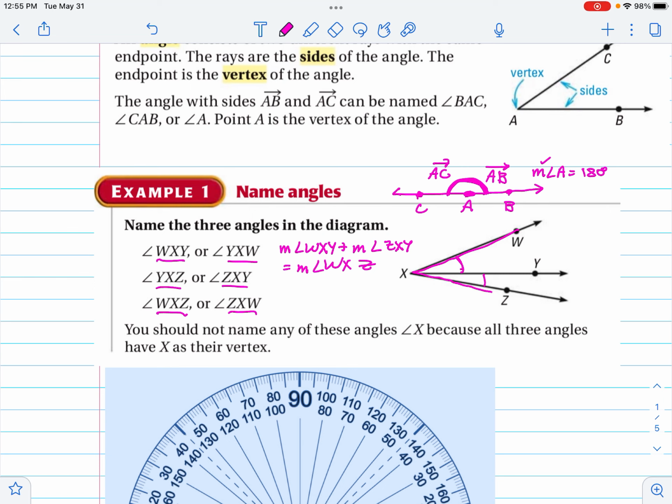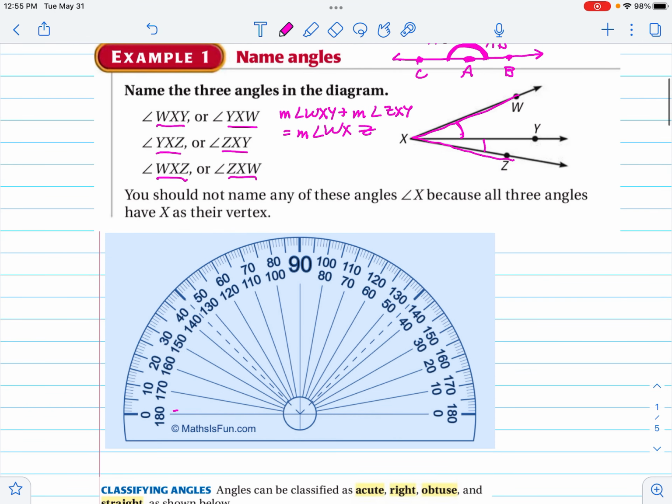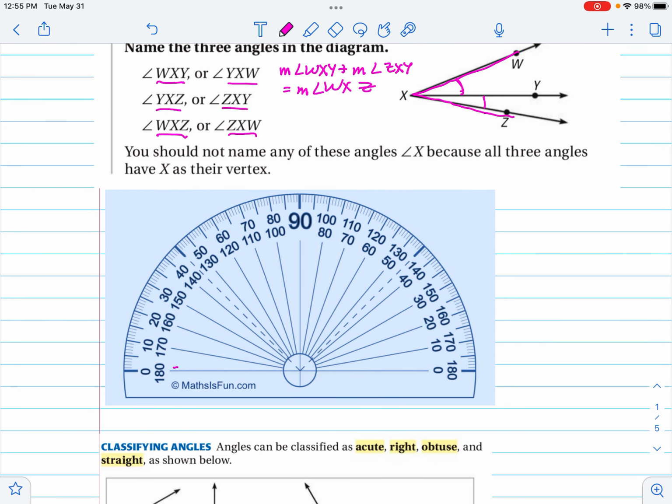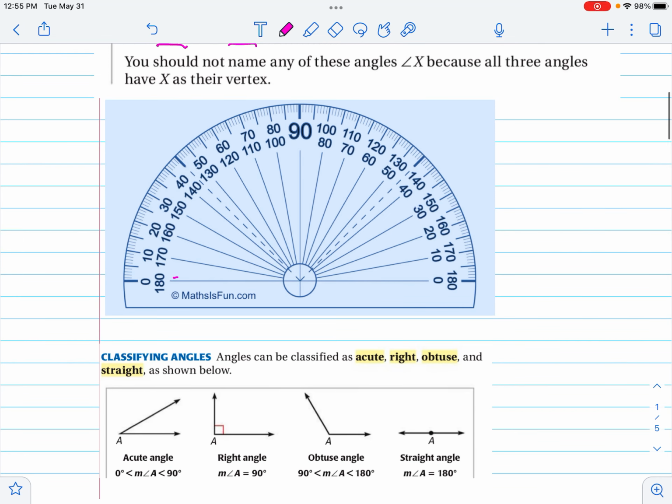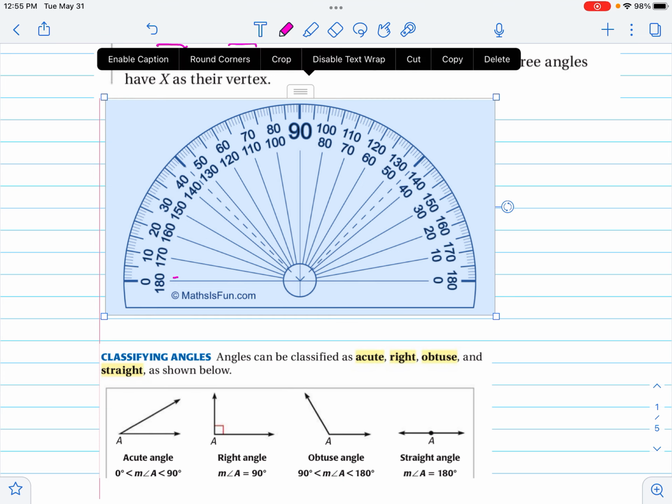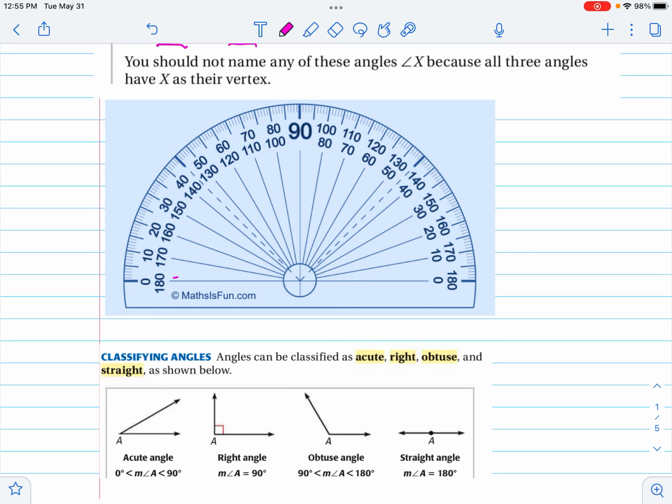Okay. So just some things we can observe here. Now, we talk about the measurement of these angles. We're talking about the naming of the angles and the measurement of the angles. Now, oftentimes, as you recall, you've worked with these before, these protractors. And a protractor helps you to measure angles.